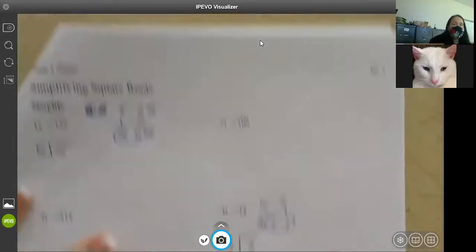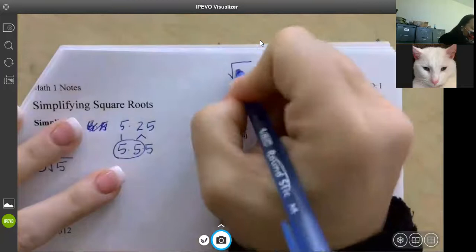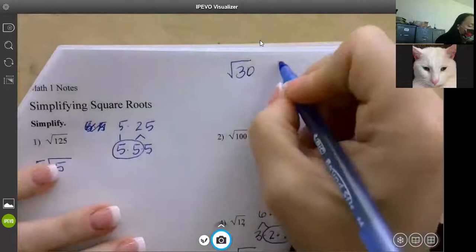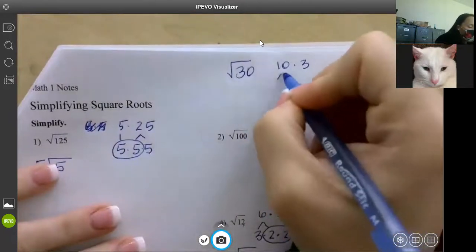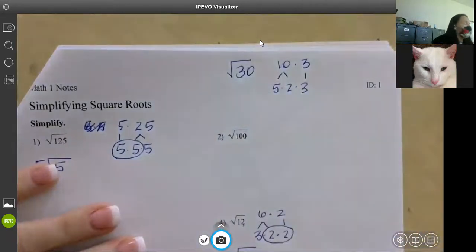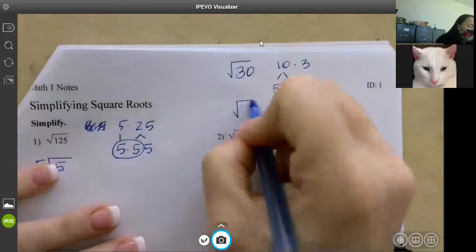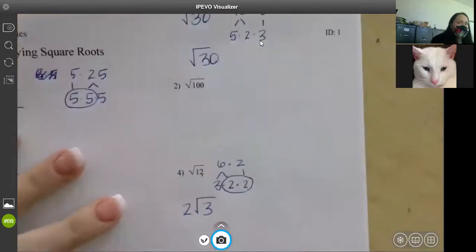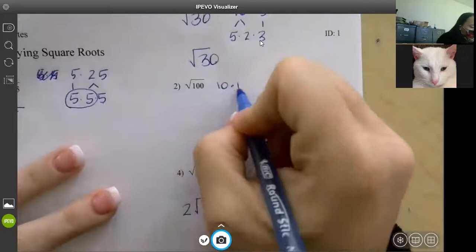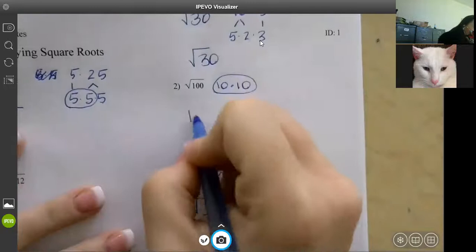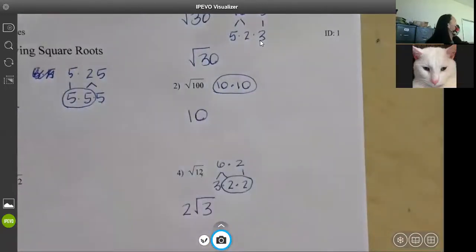So like he said, what if you don't have a pair? I'll give you an example. Square root of 30. What are your factors of 30? What are your factors of 10? And then I'm going to bring down that 3. Is there a pair of numbers in there? No, so you can't simplify it, so you just leave it square root 30. That's it. So 100. What are your factors of 100? 10 and 10, right? We have a pair, right? So it's just 10. We don't have anything underneath the square root at all.